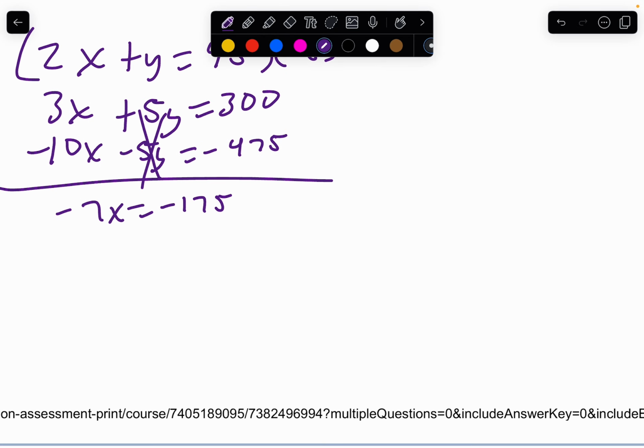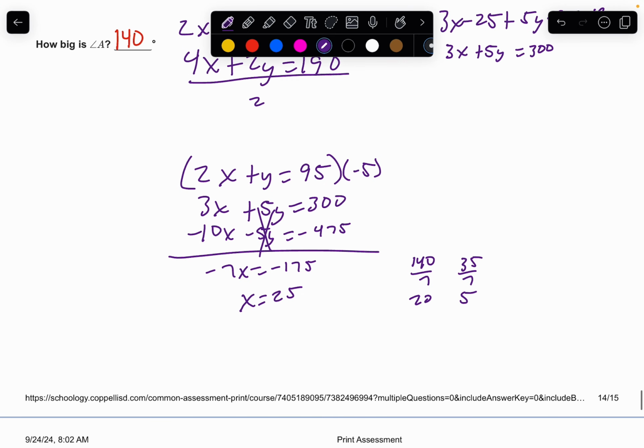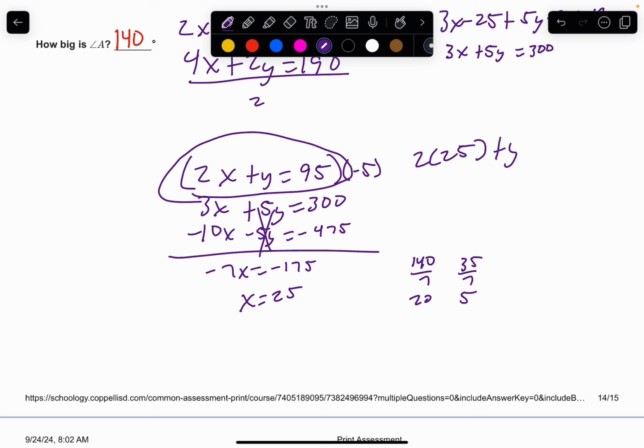So let's see, let's break that down. That'd be 140 divided by 7, and 35 divided by 7 would be 25. So x equals positive 25. Perfect. Once I know x is 25, I'm going to pick this equation. 2 times 25 plus y equals 95. That would be 50. So 95 minus 50 is 45.